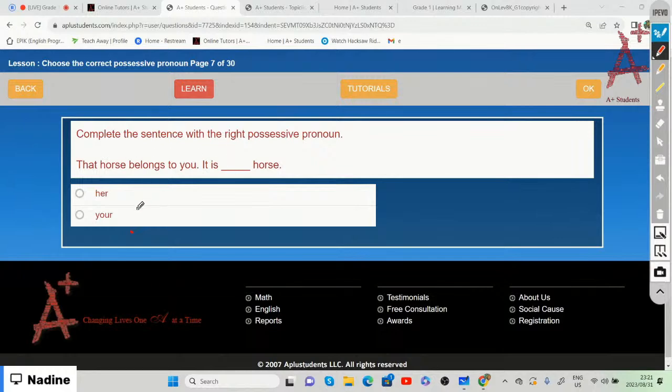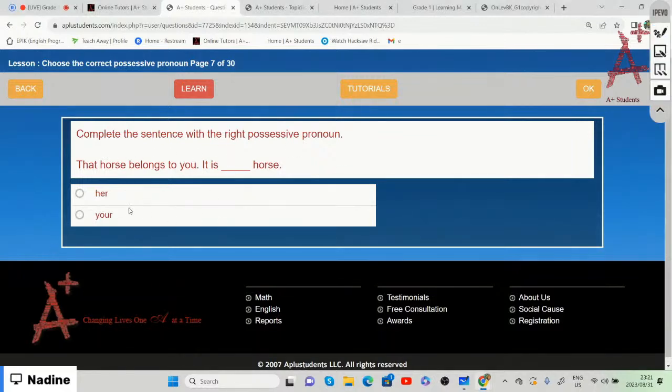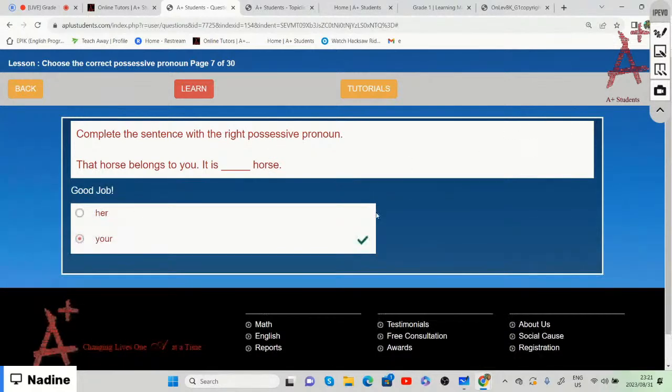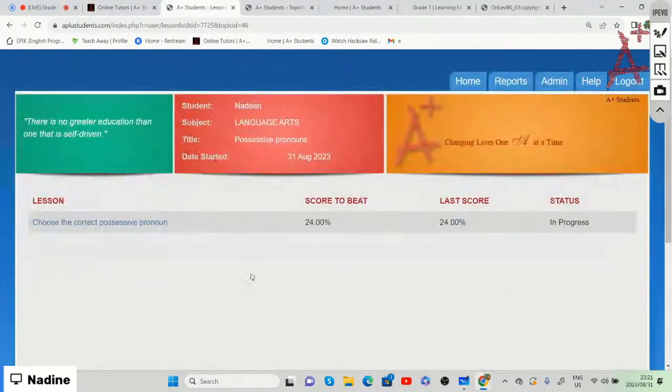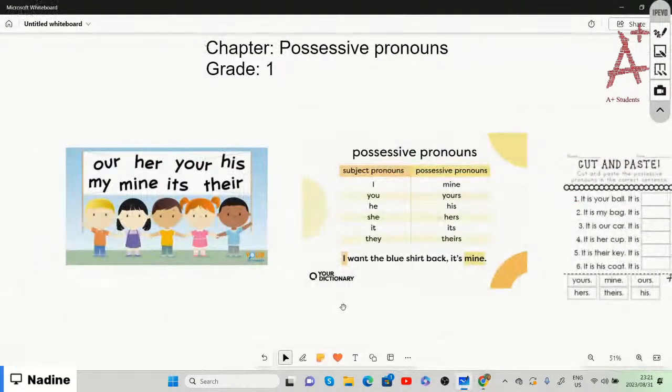All right. So if something belongs to you, then we say it is yours. Now we're going to go to our whiteboard. What we said is that the possessive pronouns are our, her, your, his, my, mine, its, and theirs. And that basically shows ownership. It either states that they own something or they have something, right?